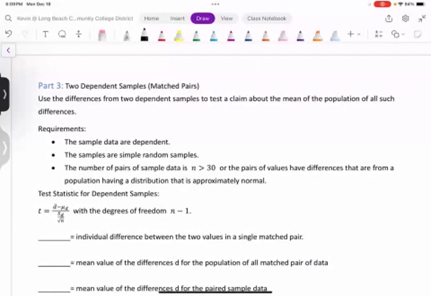Welcome back, everyone. We're going to finish up chapter 9 by doing sections 9.3 and 9.4. We're going to start with two dependent samples now, and we're going to look for the differences between them.